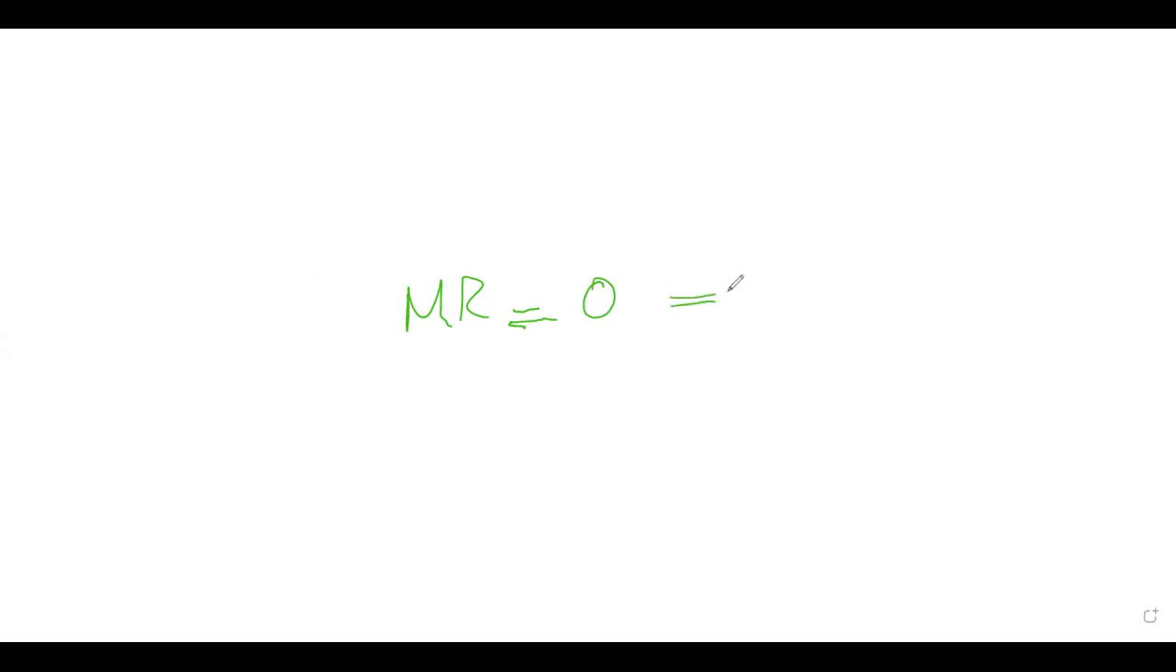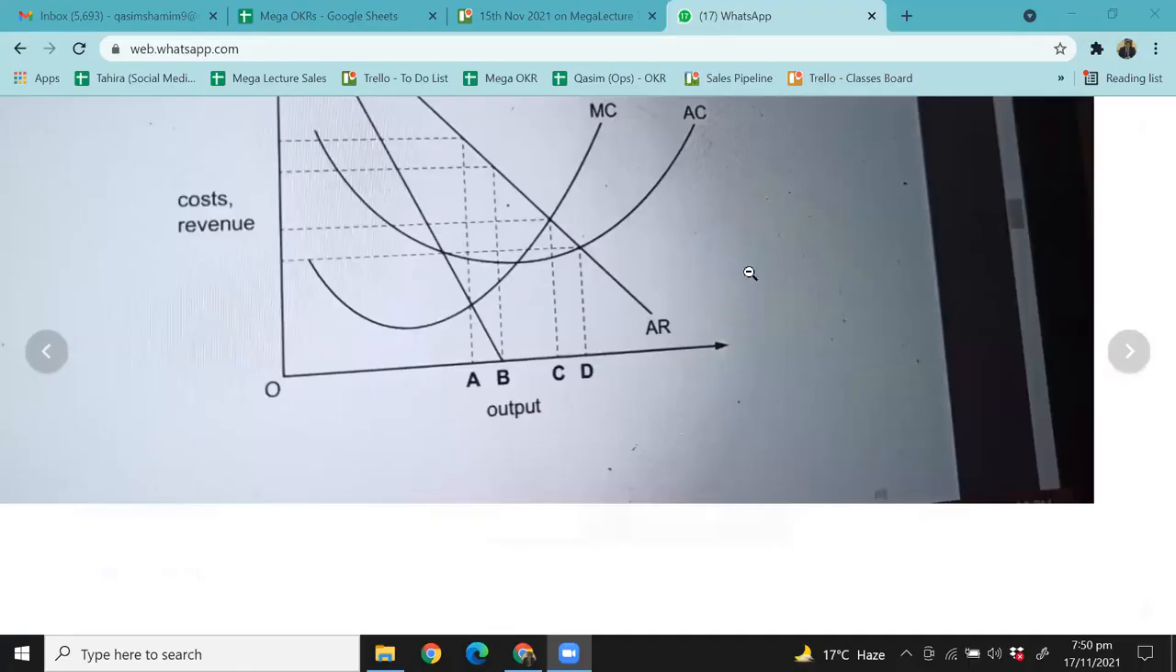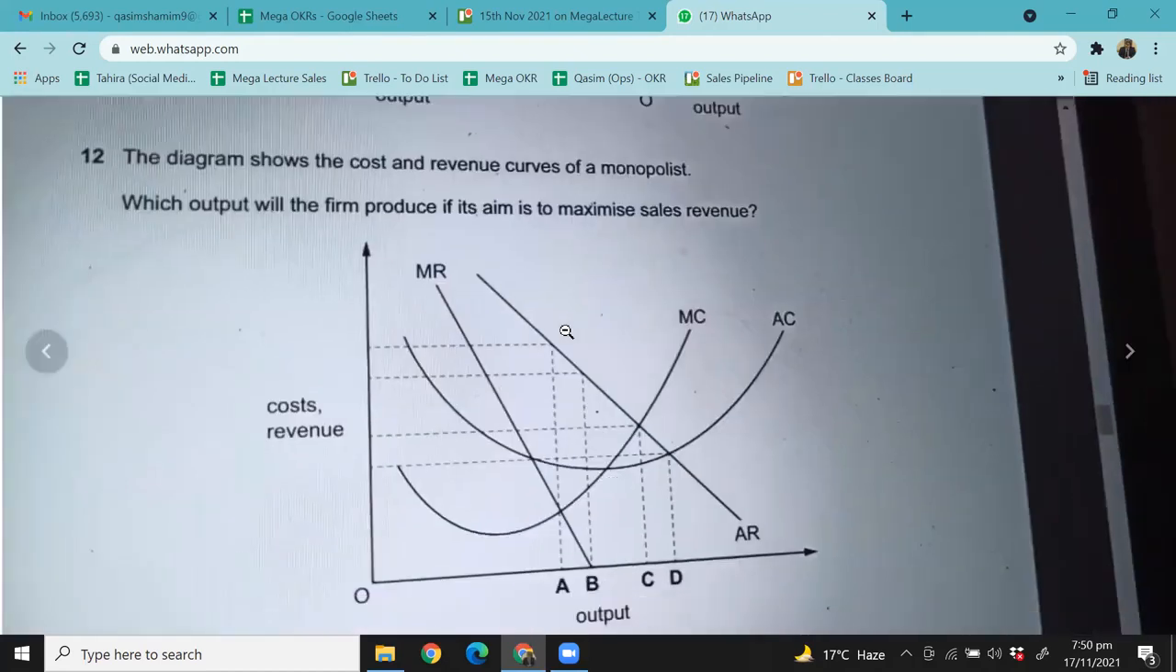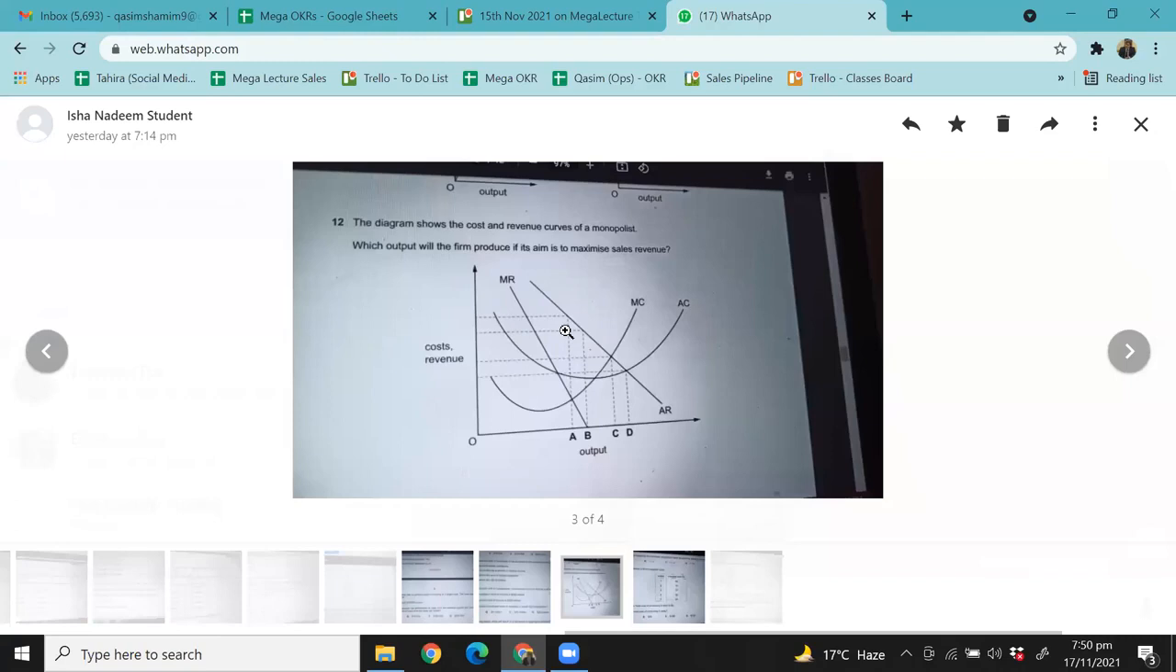So when marginal revenue is equal to zero, your total revenue is maximum. That's what you need to remember. Now I'll take you back to the picture and then you can tell me where your marginal revenue is zero. At what point out of A, B, C, and D is the marginal revenue zero? At the point B. So is the answer B?